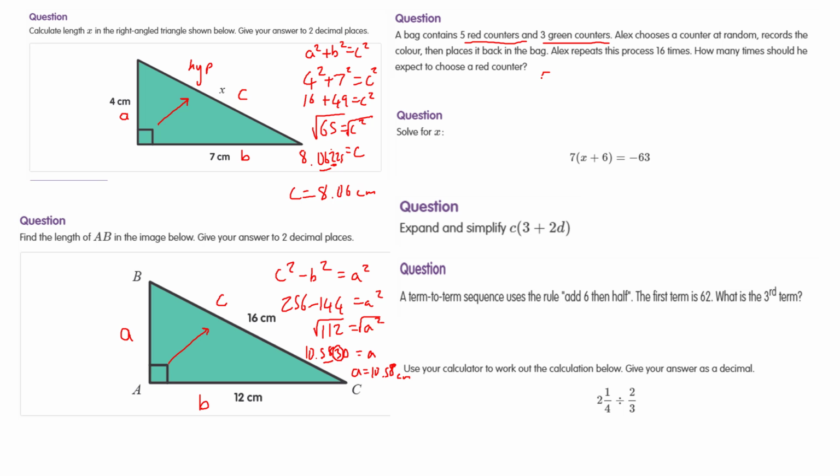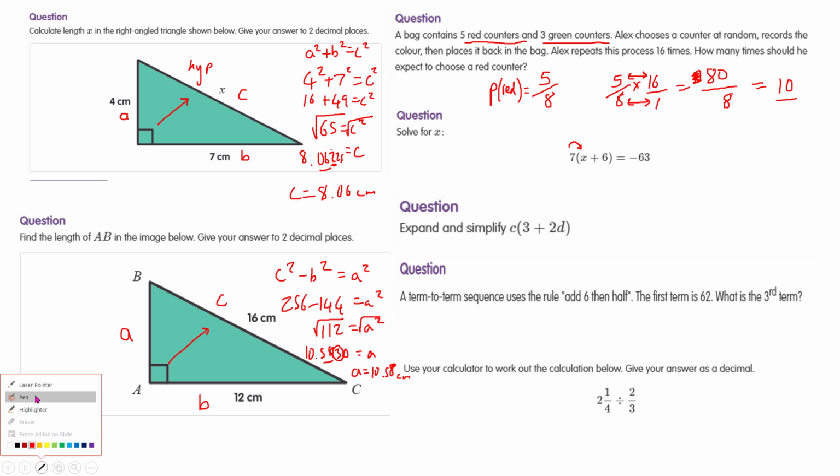So picking red is 5 out of 8. That is the probability of red. So like I said, picking red is 5 out of 8, and I'm going to use the laser pointer now to explain. So we use 5 out of 8, and he's going to repeat this 16 times. So we have to multiply that by 16 to get the expected amount of red counters.